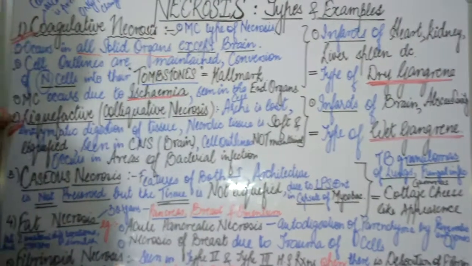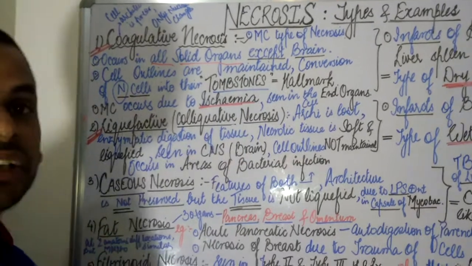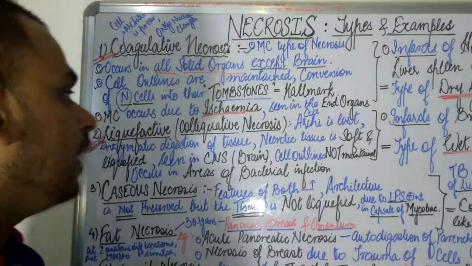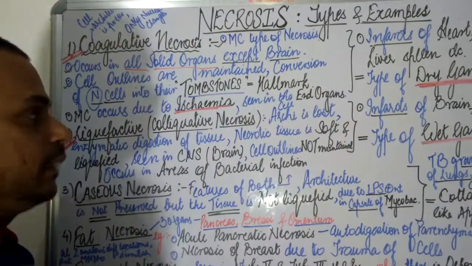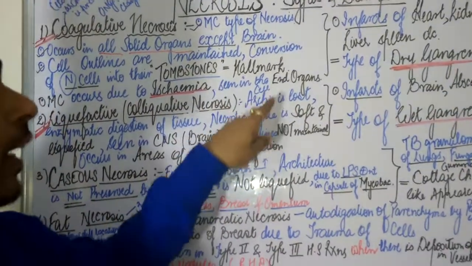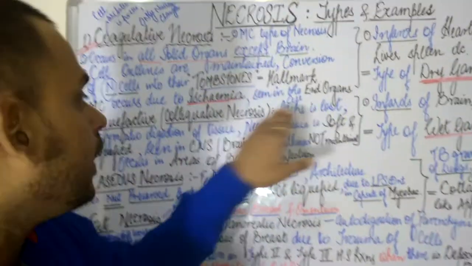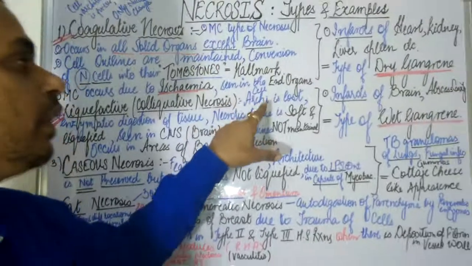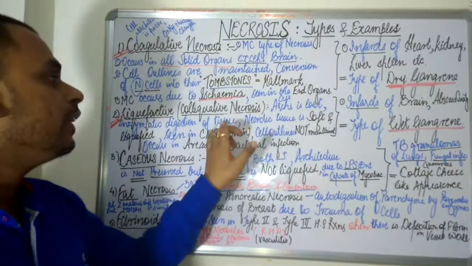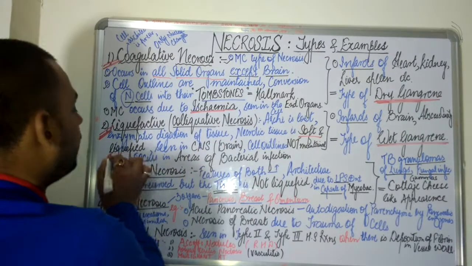Now moving on to the second type of necrosis, the liquefactive necrosis. Here, in comparison with coagulative necrosis, the cellular architecture is lost. There is enzymatic digestion of the tissues. Necrotic tissue is soft and liquefied.